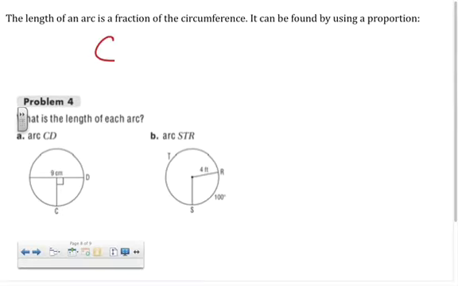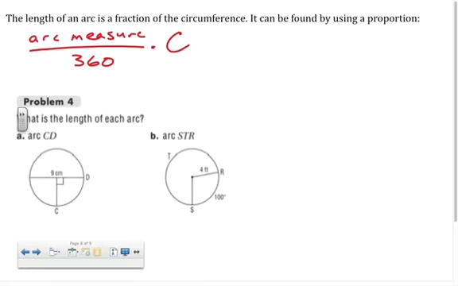So you find the circumference and then take a fraction of it, and that fraction would be what part of the circle your arc is over the whole 360. So you would take arc measure over 360 and multiply that by the circumference. You could think of it that way, that arc length is just a fraction of the circumference.